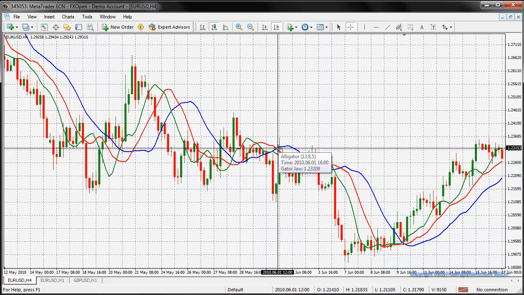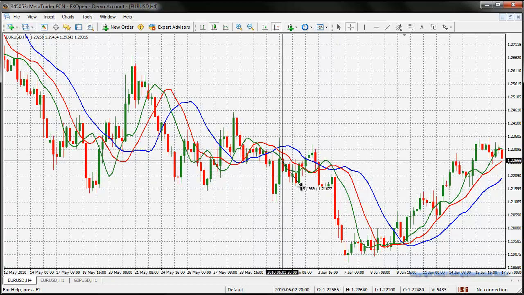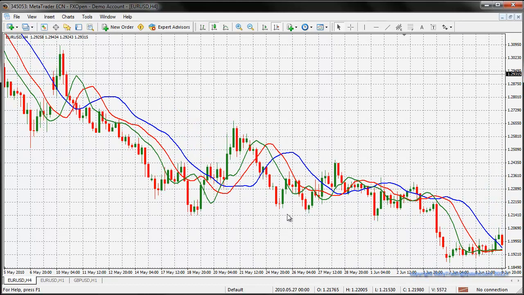Here is the red line here, and then we'll get in on the next bar, and we could have got around about 60 pips off of that.